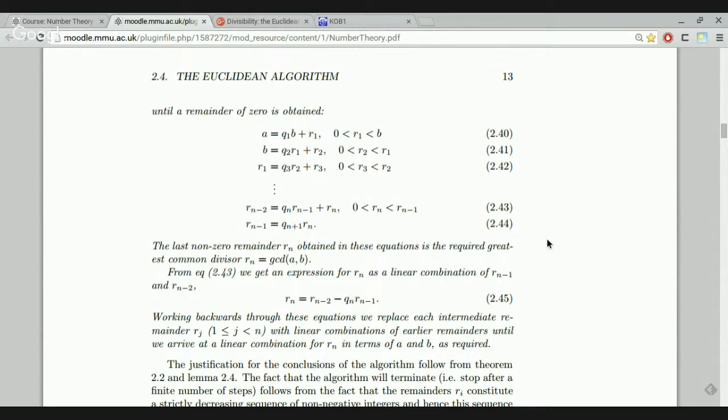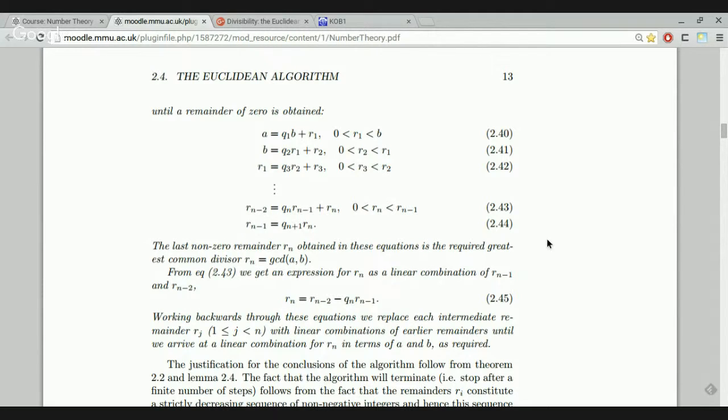Eventually you'll reach some point where you don't get a remainder. You get a clean, perfect divisibility. So you'll reach a point where the remainder Rn minus 1 will be actually divisible by Rn. The remainder is 0. And this last non-zero remainder has to be the greatest common divisor. Okay? So this is all still the statement, but it kind of proves itself.